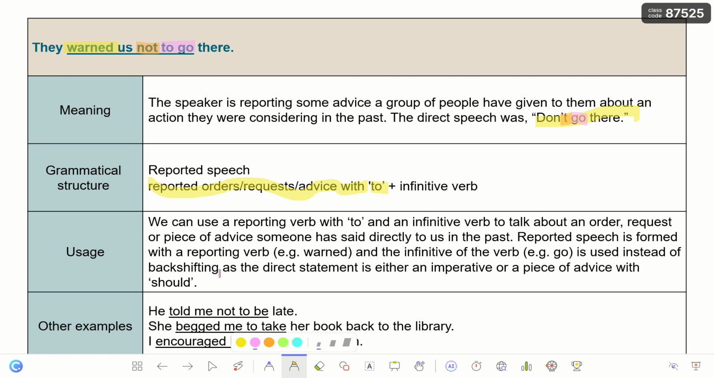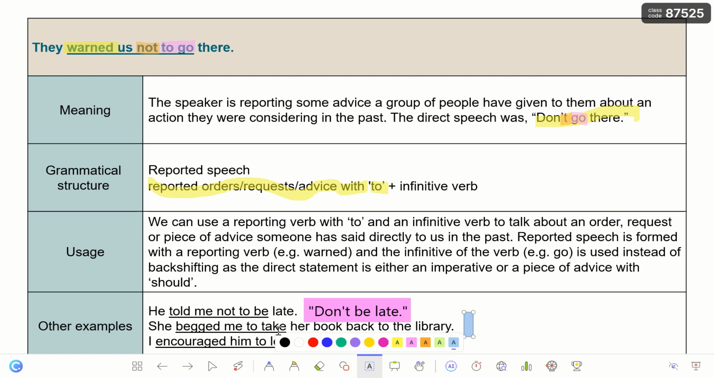Here, I don't backshift, I don't change from present to past, I just use the base form of a verb preceded by "to". "He told me not to be late." So the original sentence was "Don't be late." Since I have what? "To".